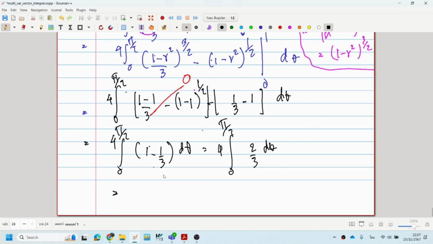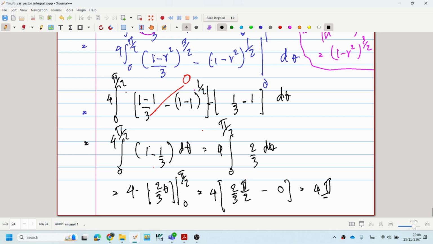Okay, we come to 2 over 3 theta, right? And multiply, sorry, from 0 to pi over 2, equals 4 times 2 over 3 times pi over 2 minus 0, equals 4 pi over 3. Okay, I'm done.